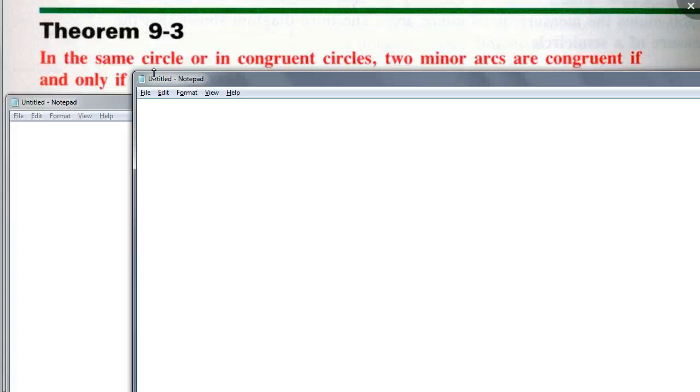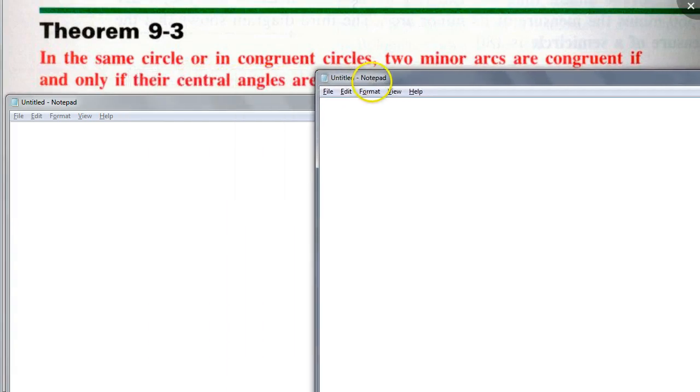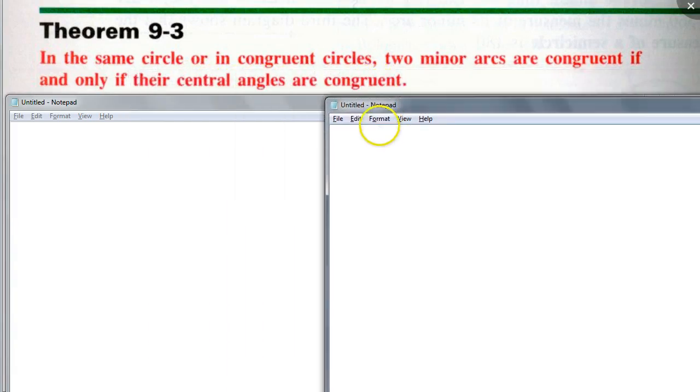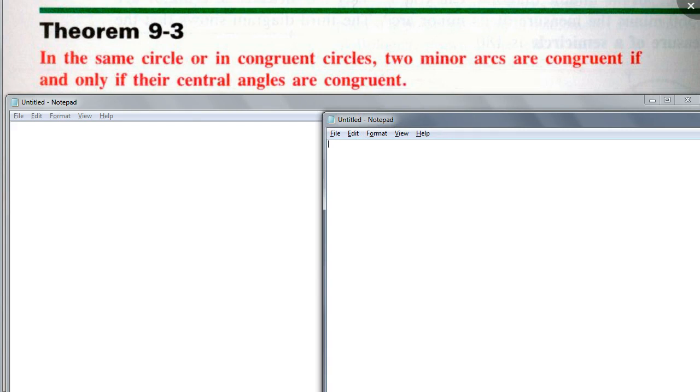So what are they going to say? In the same circle or in congruent circles, two minor arcs are congruent if and only if their central angles are what? Congruent. So this really is saying two things, isn't that right? This is a biconditional. Its statement and the converse are both true. Okay, so write this down, and this is pretty straightforward. In the same circle or in congruent circles, just as we explained before, two minor arcs are congruent if and only if their central angles are congruent.